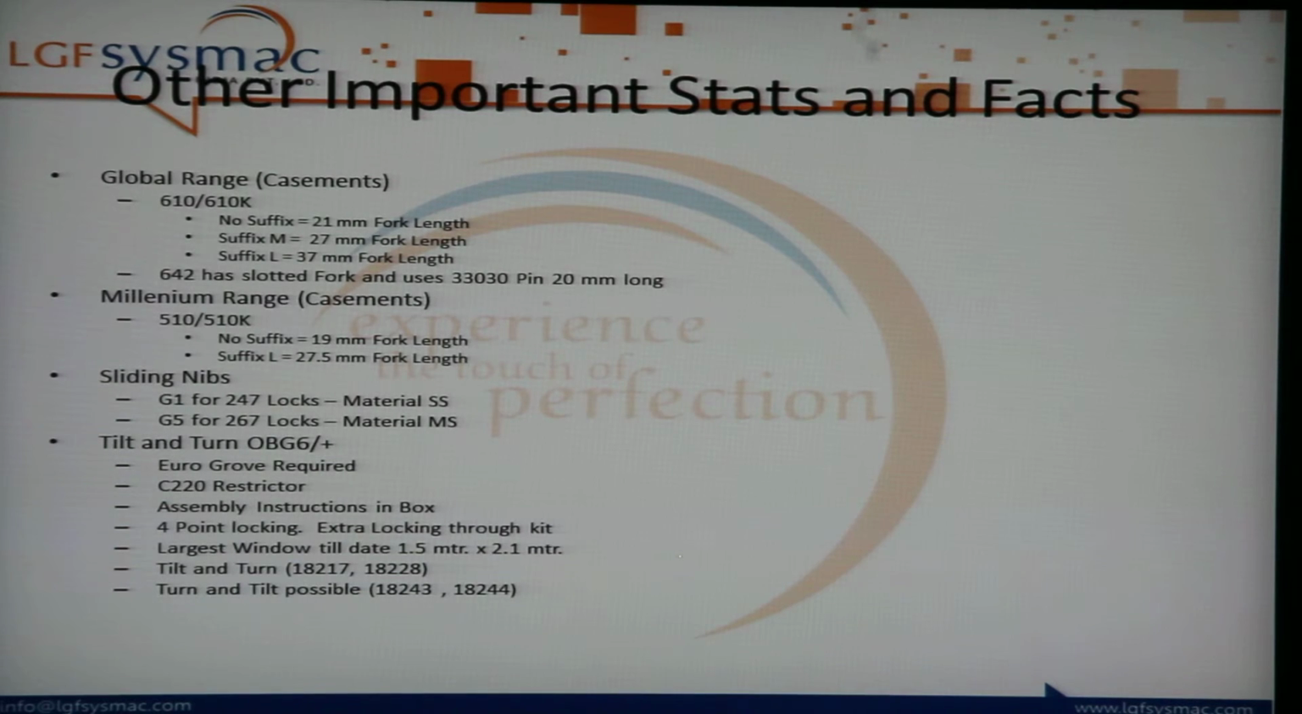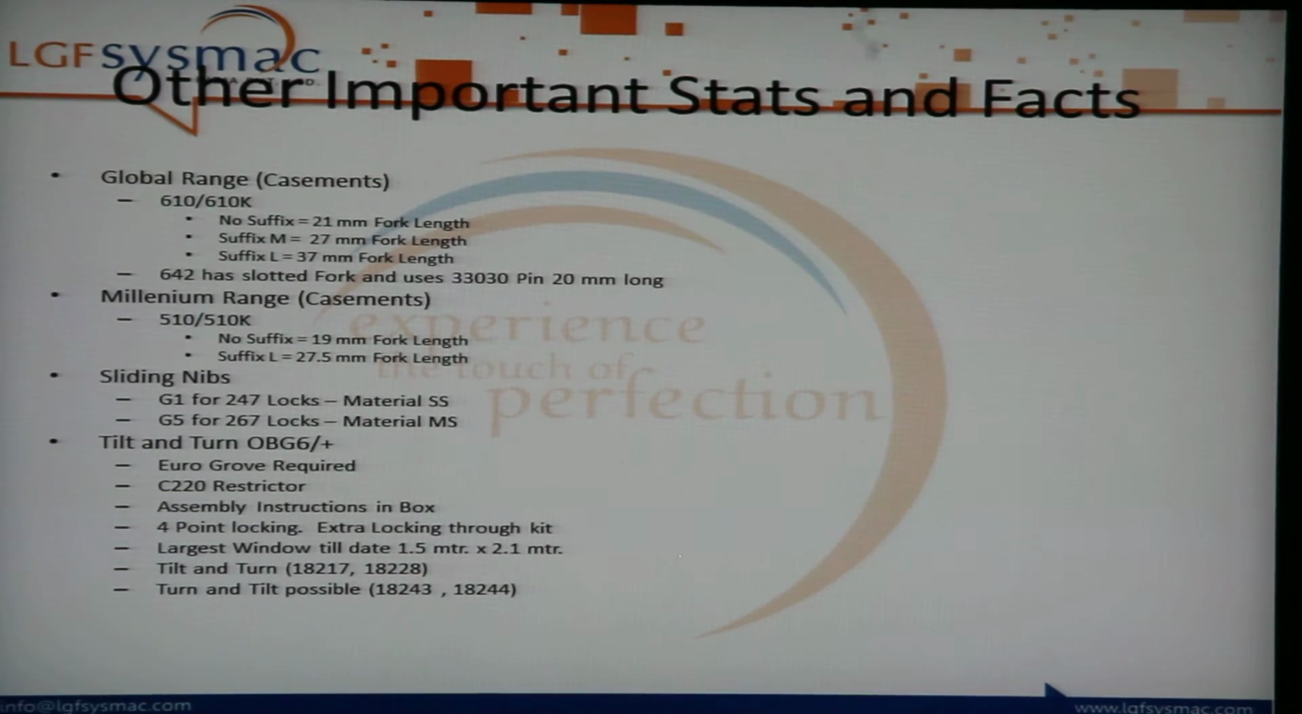642 handle in the global range has a slotted fork and uses 33030 pin, which is 20 mm long, or 33031 pin, which is 25 mm long. The thread on these two pins is M5. The millennium range casement handles 510 and 510K: if there is no suffix, the fork length is 19 mm. If there is a suffix, then the fork length is 27.5 mm.